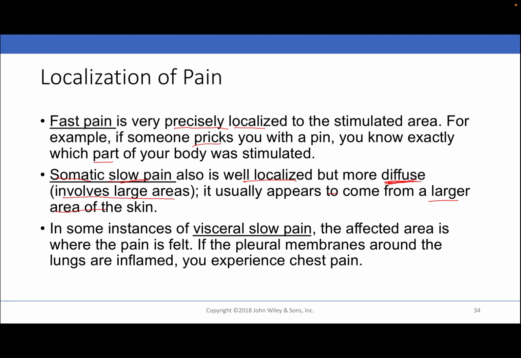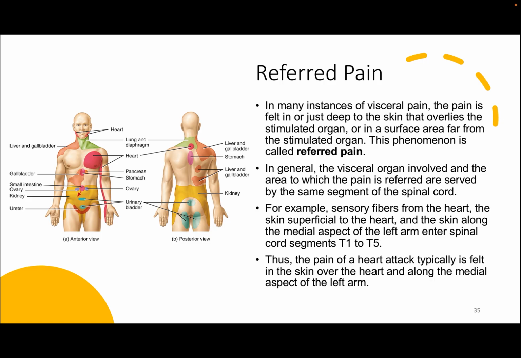Now, in some instances, specifically when we're talking about visceral slow pain, the affected area is going to be where the pain is felt. So if the pleural membrane around the lungs is inflamed, you're going to experience that pain in your chest. However, that is not always the case. There are times when we have something called referred pain. In many instances of visceral pain, the pain is going to be felt either in or just deep to the skin that overlies that stimulated organ, or it can be felt far from that stimulated organ. This distance here is going to be called referred pain.